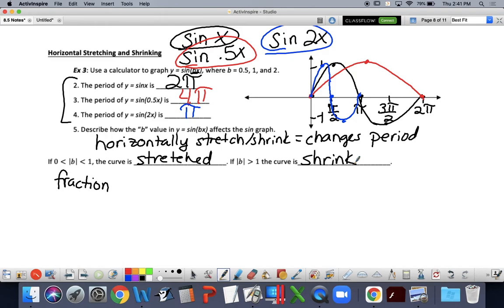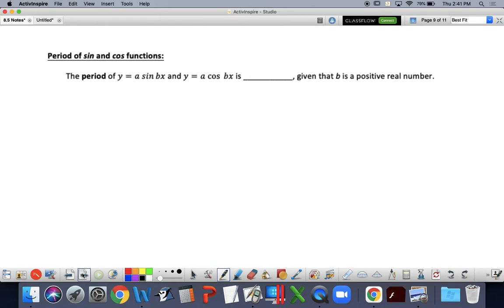So how can I calculate the exact period value when I'm given a function like this, and all I care about is that b value? Well, all I do is 2 pi divided by b. This is a formula you're going to have to memorize for the test, to know how to back out the period. How do I figure out the period if I only have the value b?